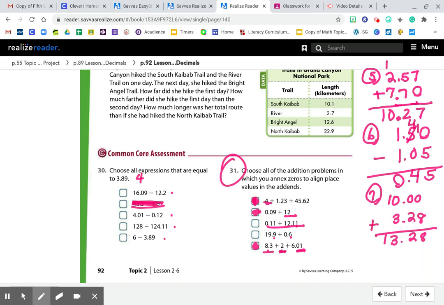Number 30, you have to do some math. So if you're going to just do the book work or just do the buddy work, it's still a good idea to take a look at the Common Core assessment review items because they're very, very similar to your testing items on your tests.